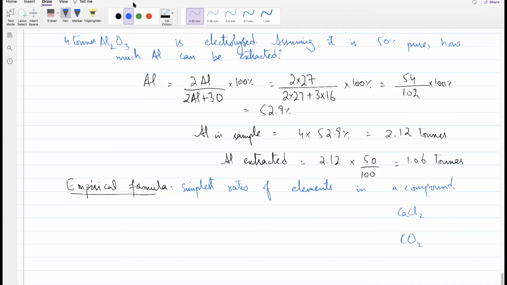So, how do I figure that out? So, there are 3 steps to this. First of all, you find moles. Second step, you find the ratios.